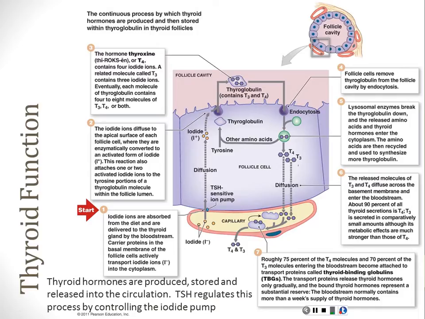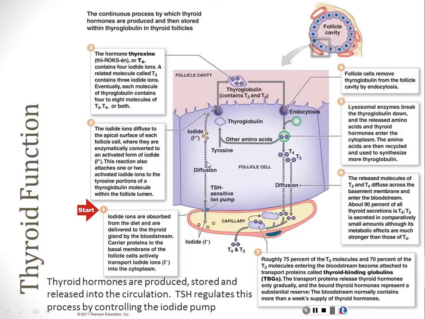So all cells in the body have receptors for T4 and T3, the thyroid hormones. They have them on their mitochondria, they have them in their nucleus, and some cells have them on their membrane as well.